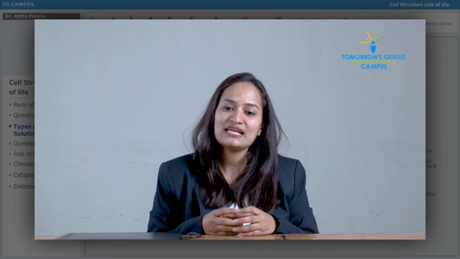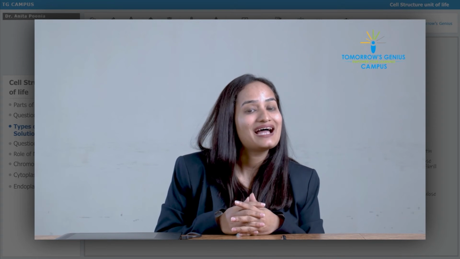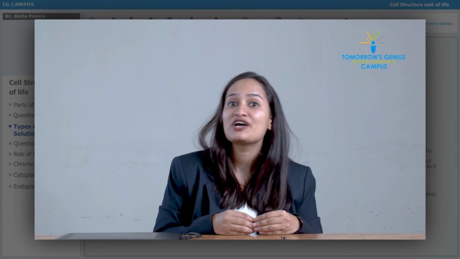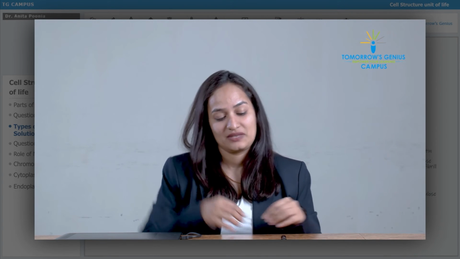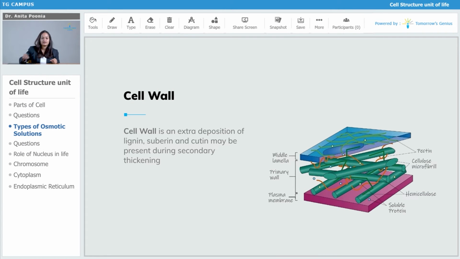So in fungi, it's made up of chitin. Okay, so the cell wall in plants is made up of cellulose, and the cell wall in fungi is made up of chitin.